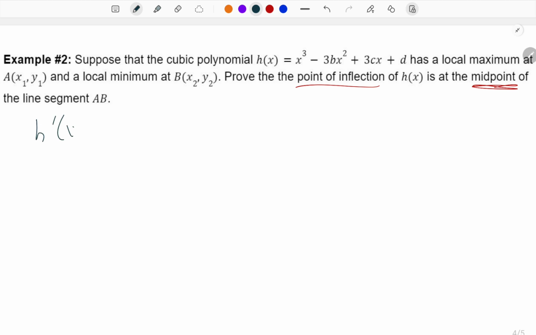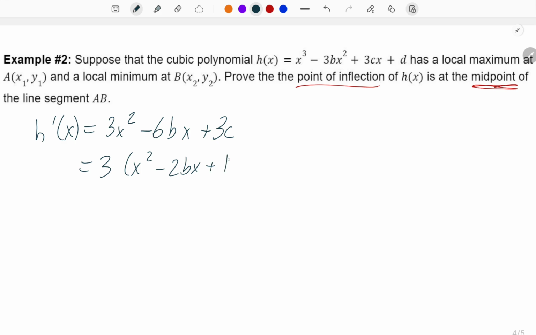So I'm going to do the first derivative, which will just be 3x squared minus 6bx plus 3c. Okay, we can common factor to get x squared minus 2bx plus c, I should say. And then let's also do the second derivative. And that will be 6x minus 6b. Common factor, and you get 6 times x minus b.